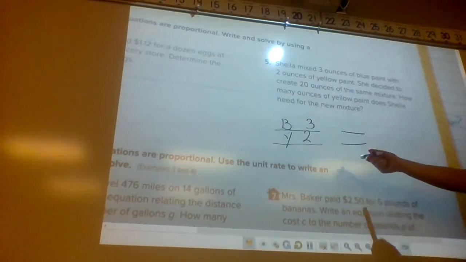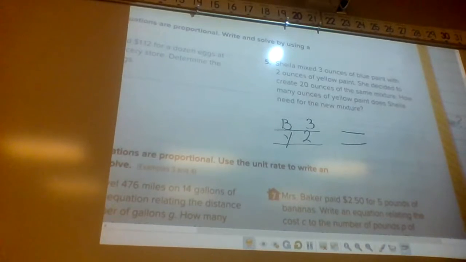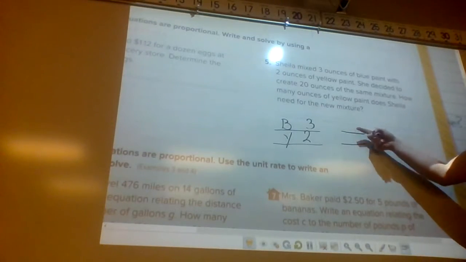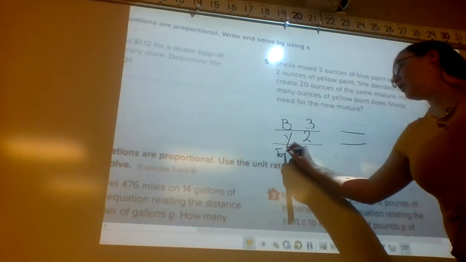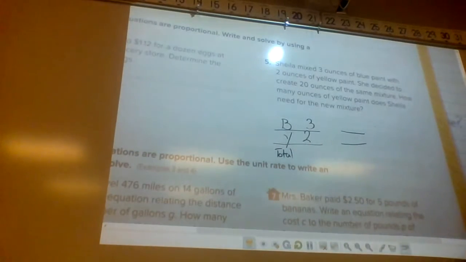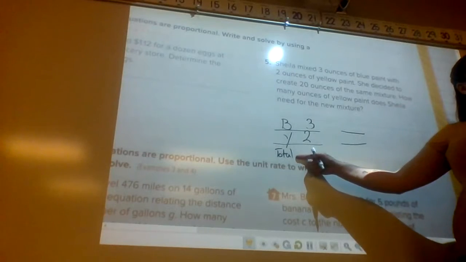It's the last one. I always ask you, if you're struggling with that, that's why I do that. It's not to make you guys feel bad. It's 20 ounces. Is it 20 blue? No. Is it 20 yellow? No. Put total in, or mix, or however you want to label that. Is it the 20 from the total? Yes.